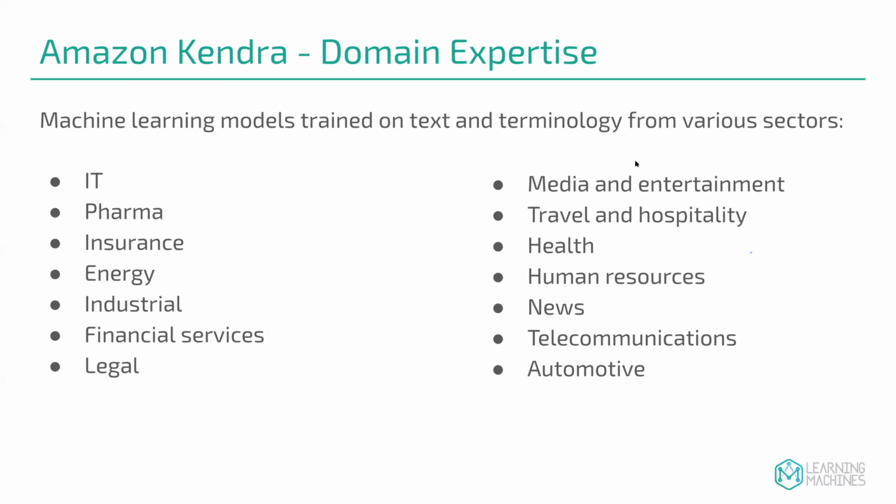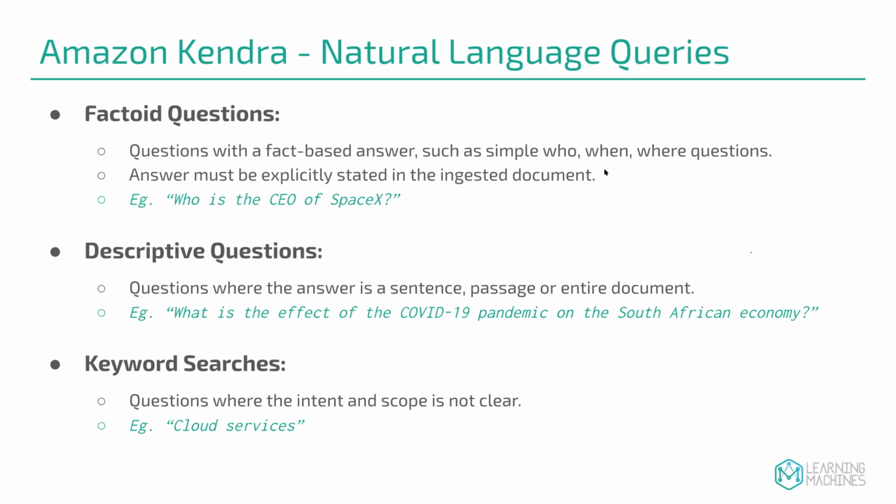Now, to start off with, there's a number of domains on which the machine learning models have been trained. So if you think about things like IT or financial services or health or energy, some of the basic sectors have been trained on. So that Amazon Kendra can make sense of the terminology that's used within those domains. And there's also plans then to extend to different other sectors and domains in the near future.